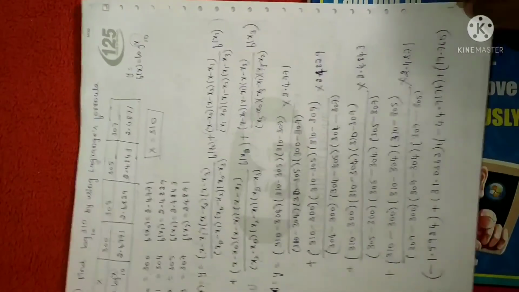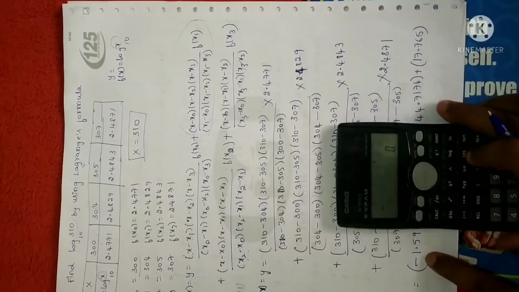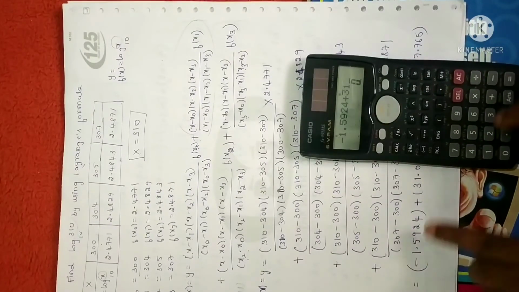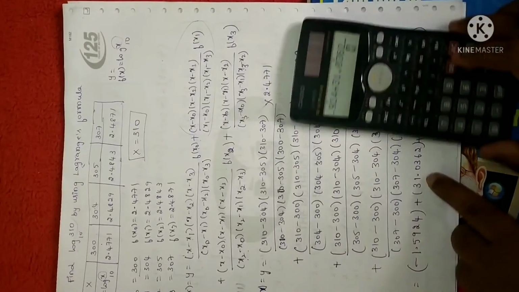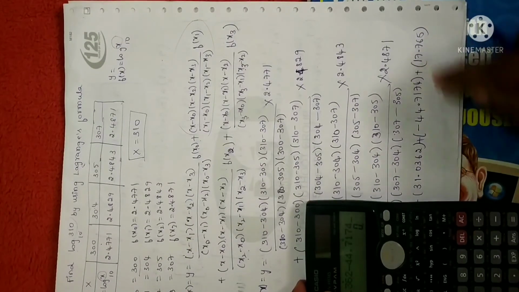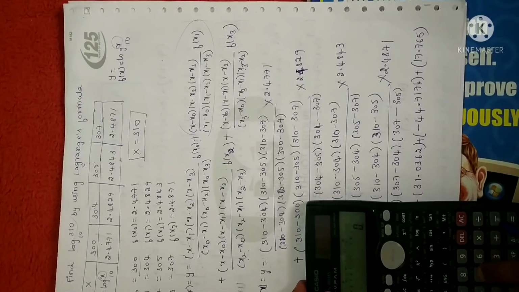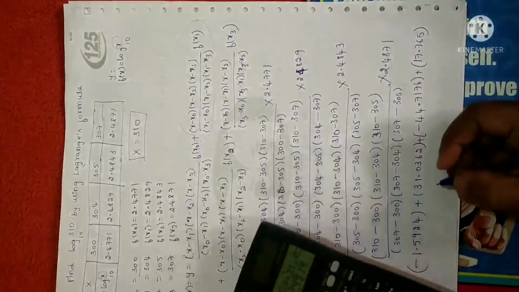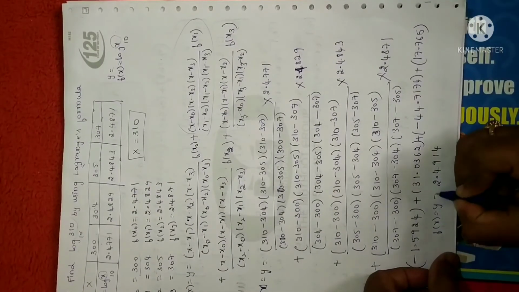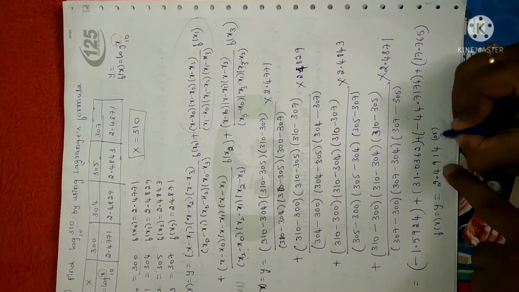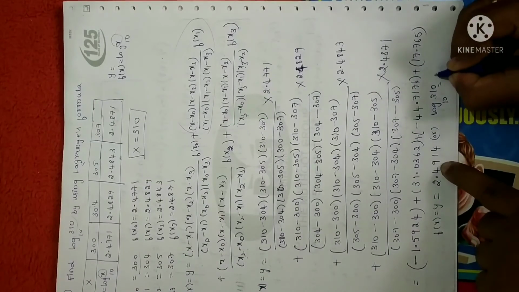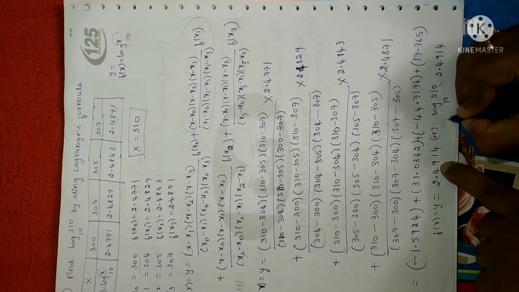Now let me simplify the last step. I'll show you the last step also once again. See here, minus 1.5924 plus 31.0362. Next, plus into minus is minus 44.7174 plus 17.765. So that will give you 2.4914. So f of x value or y value is 2.4914, or what is the value? It is log of 310 at base 10, which is 2.4914. So this is the required solution.